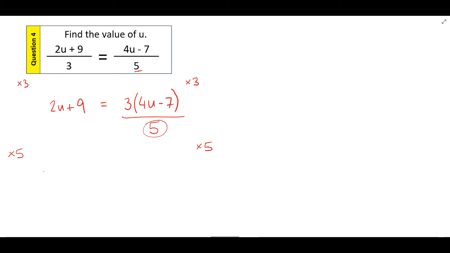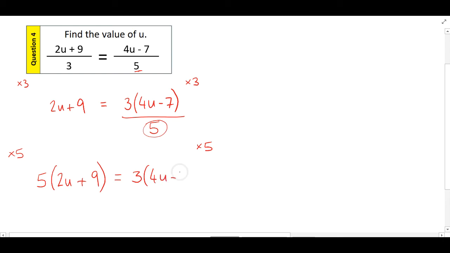That means 5 lots of everything on the left-hand side, which is why I'm now going to put that in brackets. It's not just 5 times 2u, it's 5 times the whole bracket. Now, on the right-hand side, if I've multiplied this side by 5, remember the whole point of me doing that was to get rid of the divided by 5 bit at the end. So I now have 3 lots of 4u minus 7.